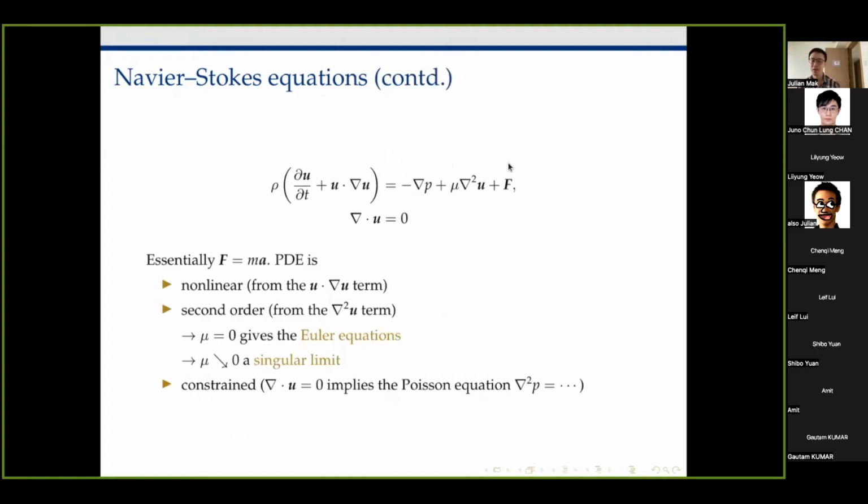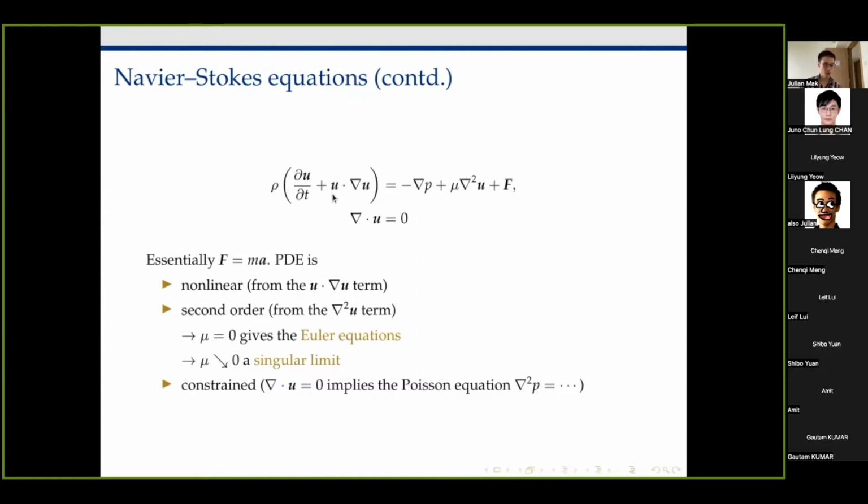Mathematically, what we have is a second-order nonlinear PDE, subject to a constraint. It's second order because of the Laplacian term here. Mu here is a coefficient of viscosity. It's nonlinear because of this guy, which is usually called the inertial term. Most of the annoying or interesting things come from this guy.